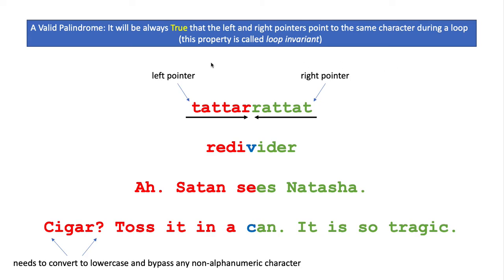If we have two pointers, the left pointer and the right pointer, initialized to point to the first and the last characters of a string, and then we traverse toward the middle of the string, then it will always be true that the left and right pointers point to the same character during a loop if it's a valid palindrome, and this property is called loop invariant. One point of consideration is that we need to convert the character to lowercase and bypass any non-alphanumeric character.